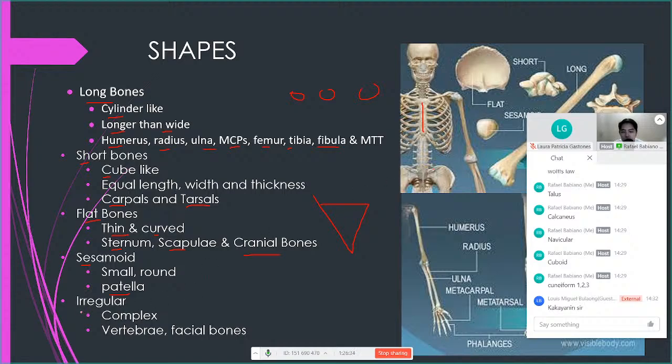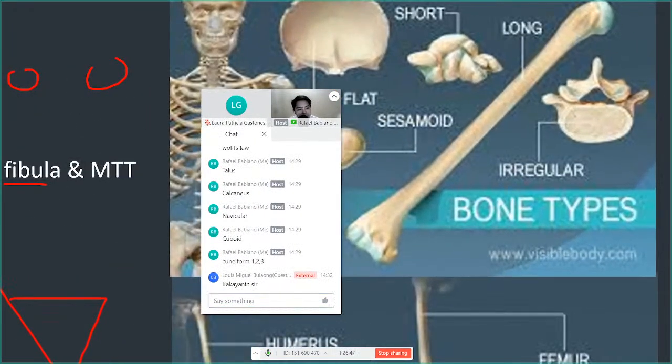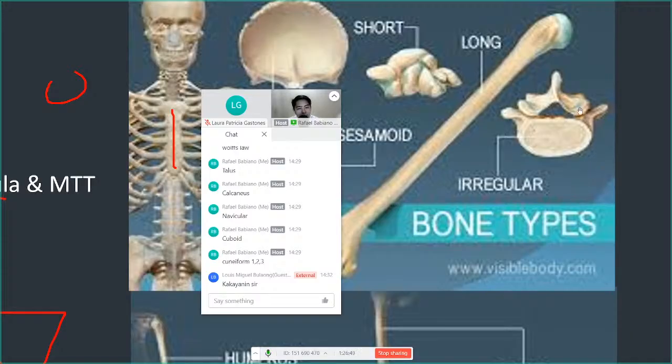Okay, and then lastly we have the irregular bones. Okay, they don't really follow a shape. They're complex, like your vertebra, your spine. Okay, and your cervical. If you look here, this is an example of a vertebral bone.